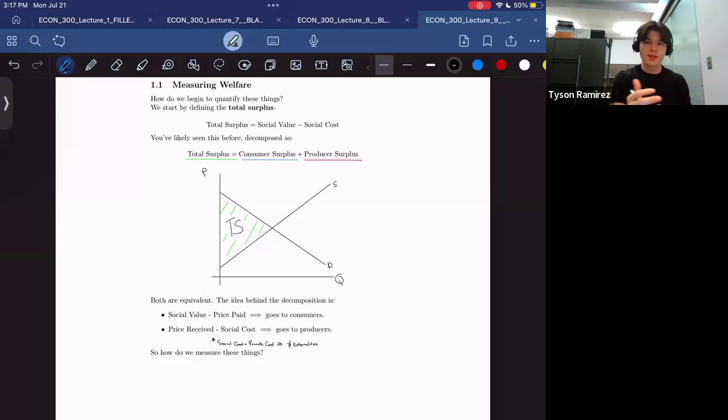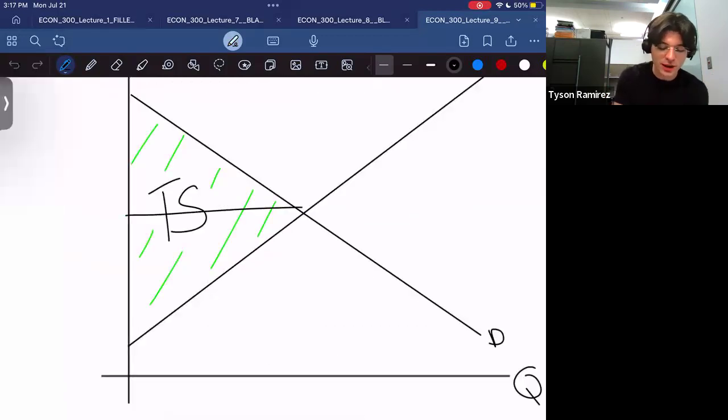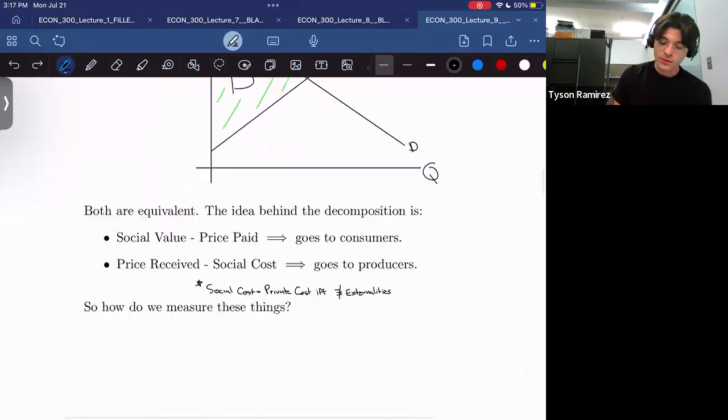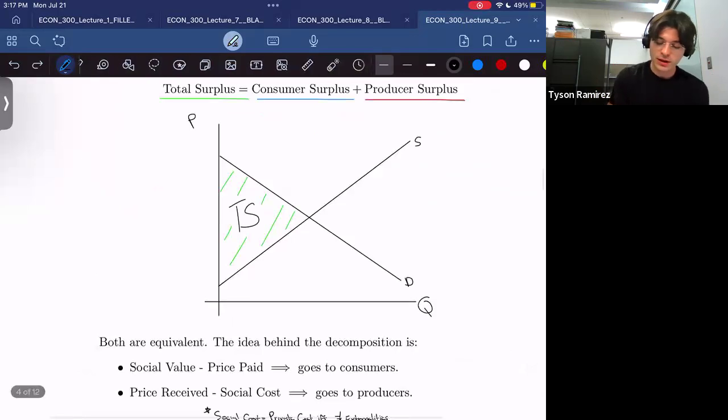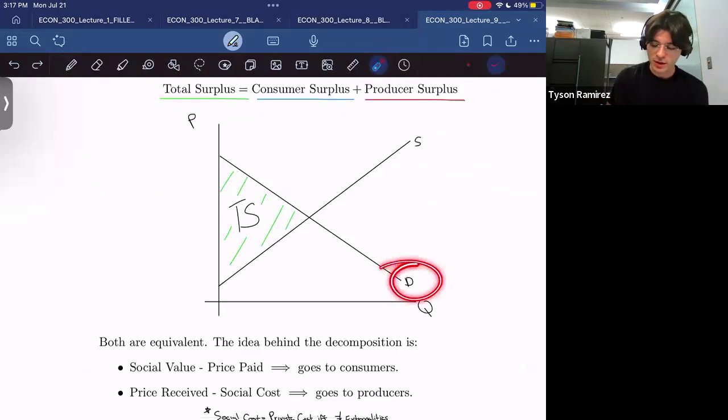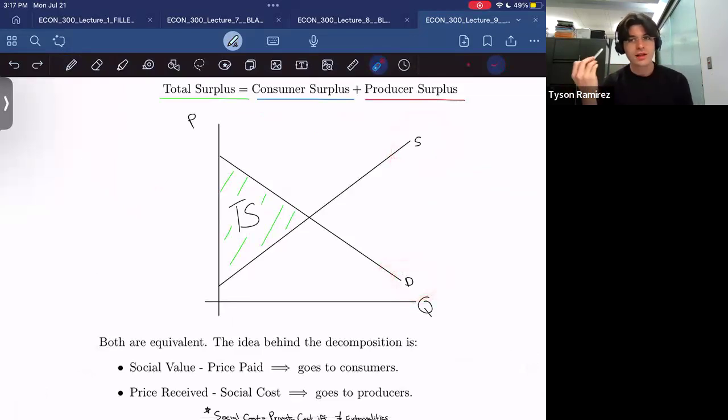But how do we actually go about measuring these things? And I'm not talking about just the areas of the triangle. I know that you guys can take the area of a triangle, but how do we actually get these measurements? We're going to see in these next pages that we have a demand curve and a supply curve. So think back to our lectures: where does the demand curve come from? And on the other hand, where does the supply curve come from?